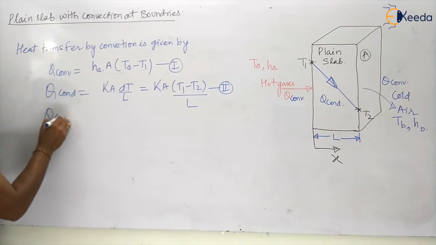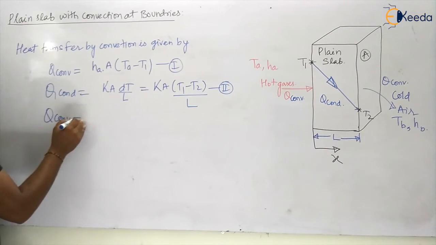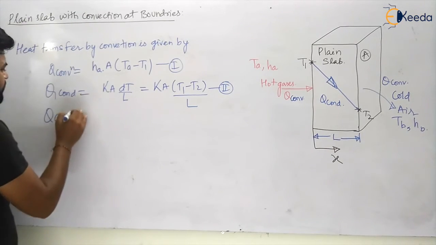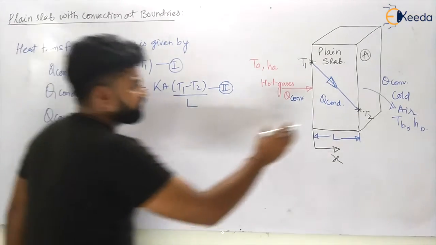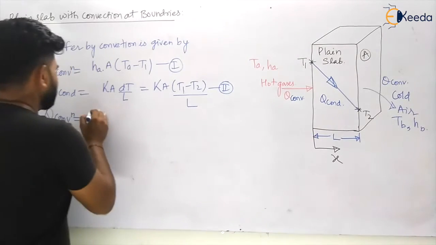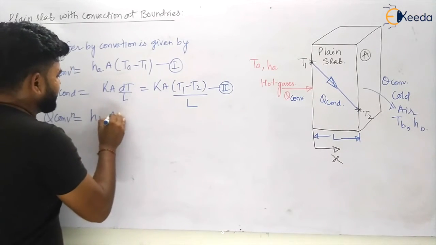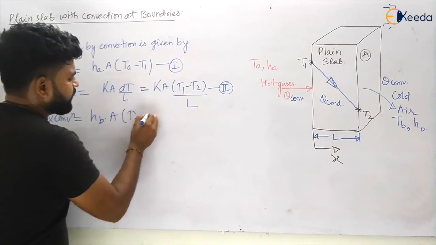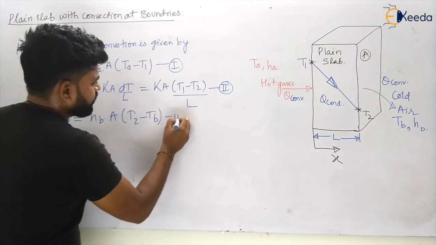So heat transfer again by convection is given by Newton's law of cooling in the surrounding fluid. This is Q convection. This will be given by HB into area A into T2 minus TB. That will be your third equation.